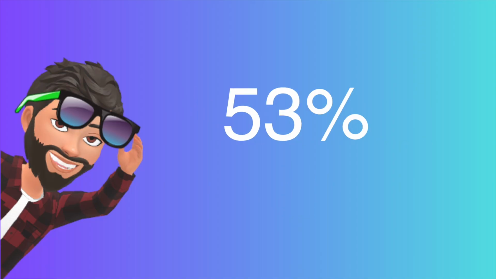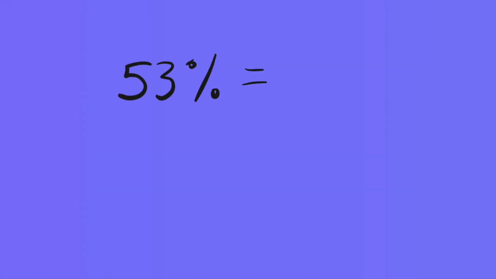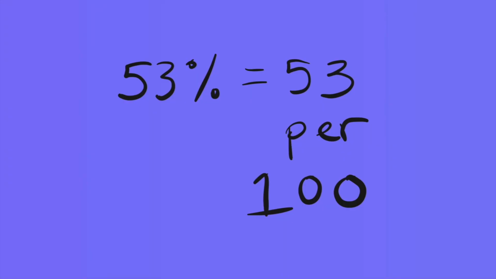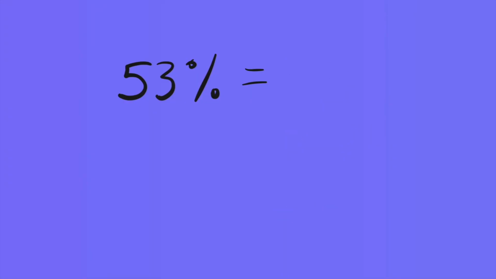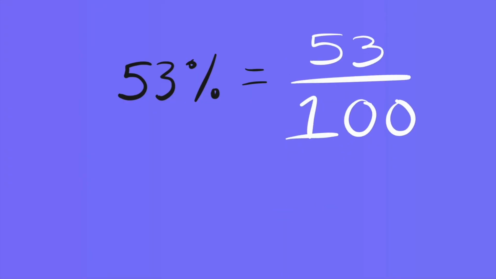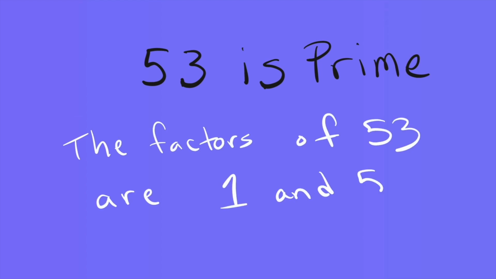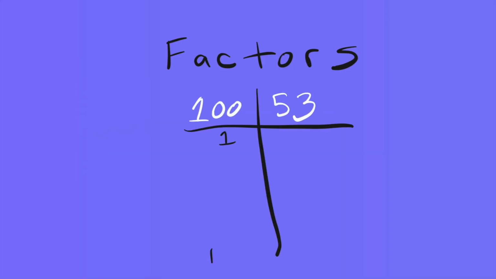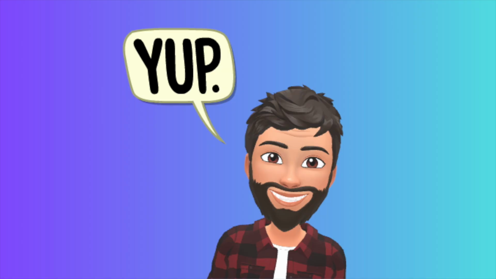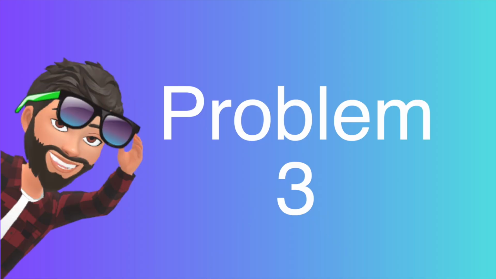53%. Now 53%, remember, percent per 100. 53 over 100. Now that can't be reduced or simplified. 53 is a prime number, so it shares no common factors with 100 because the only factors of 53 are 1 and 53, and 100 isn't divisible by 53. So you would just leave 53% as 53 over 100. Look at that. We're already on the third problem.